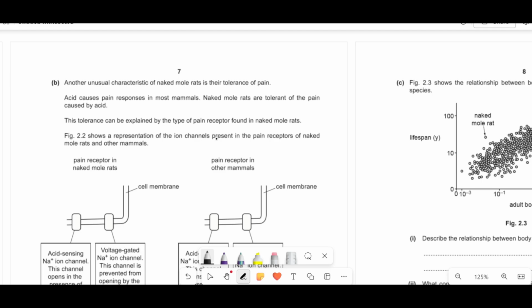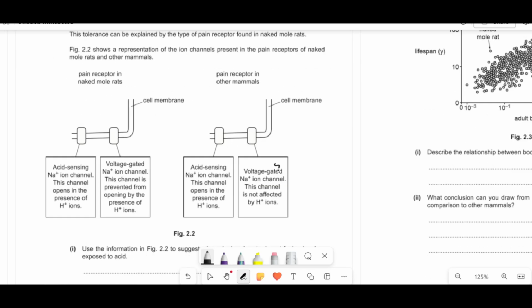So another unusual characteristic is their tolerance of pain. Acid causes pain responses in most mammals. Naked mole rats are tolerant of the pain caused by acid. This tolerance can be explained by the type of pain receptor found in naked mole rats. So here's a representation of the ion channels and the pain receptors of naked mole rats and other mammals. Let's have a look, shall we?